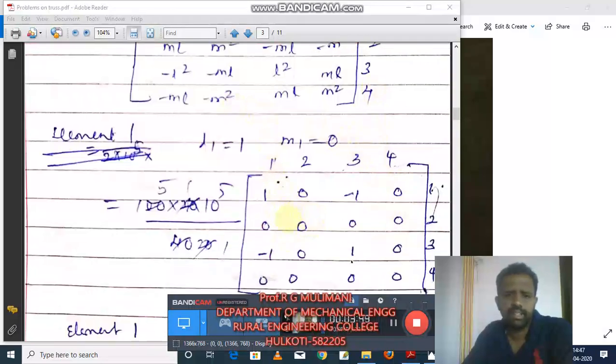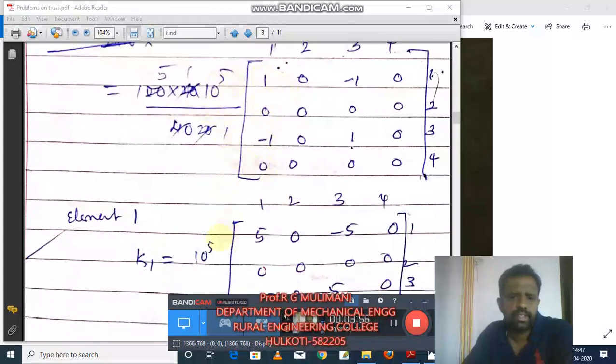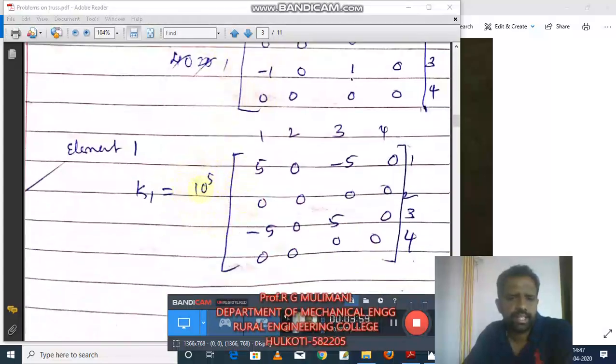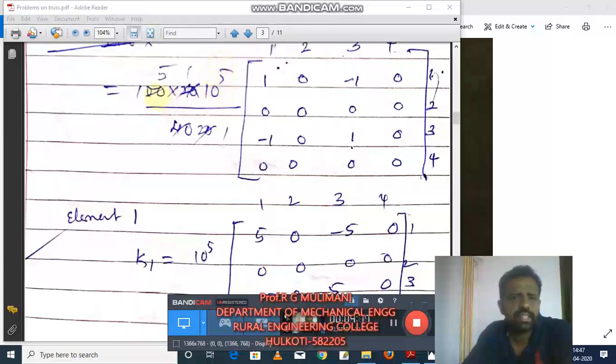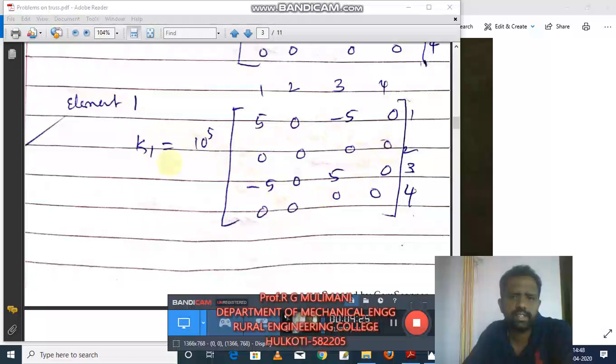Similarly, you will get all these values for the given direction cosines. You take 10 raised to 5 outside. If you take 10 raised to 5 outside for one stiffness matrix, you have to take the same value for the stiffness matrices of all elements. How did you get this 5? Only 10 raised to 5 is taken outside. So this 100 into 2 divided by 40 is 5. 5 is multiplied to all the elements. So this is the stiffness matrix for element 1.